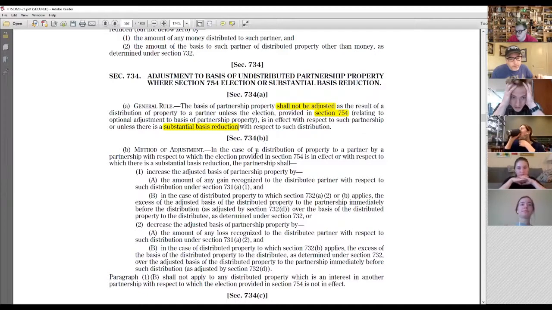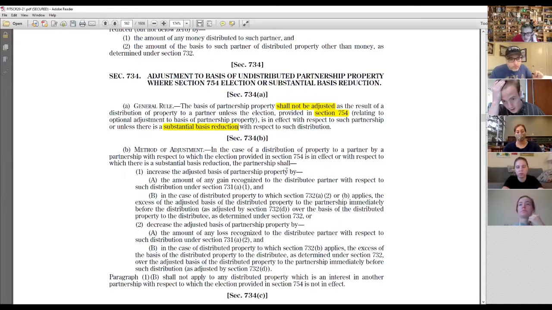So 734B then says in the case of a distribution of property to a partner by a partnership with respect to which the election is in effect, then the partnership shall, under 734B1, increase the adjusted basis of partnership property, increase the inside basis. And here with 734B, these adjustments are made to the common basis. In the context of purchases and sales of partnership interests, the 743B adjustments were special basis adjustments that were personal to the buying partner. Here, these adjustments are made to the common basis, so they go on the balance sheet.